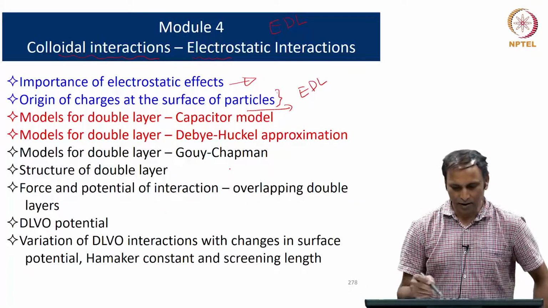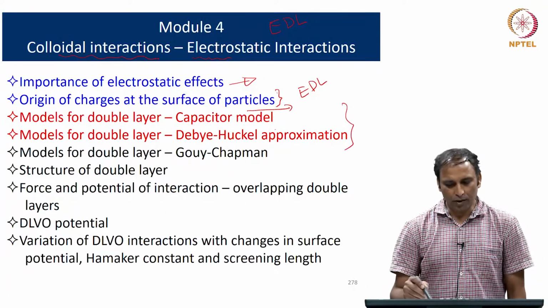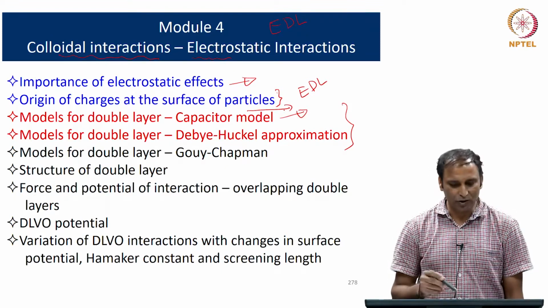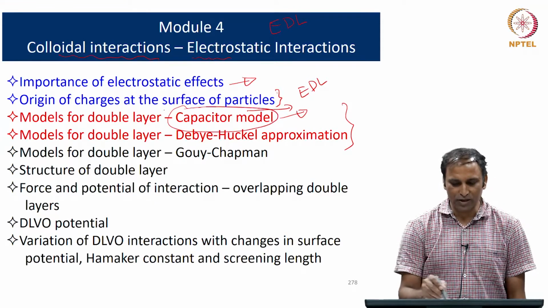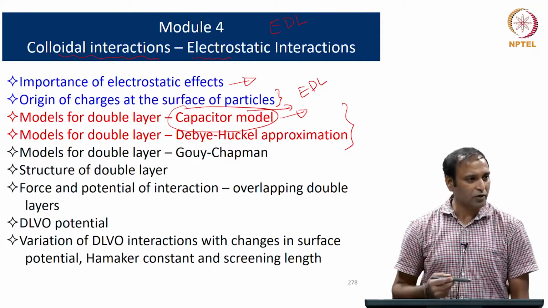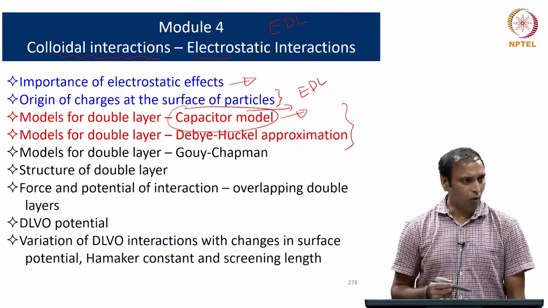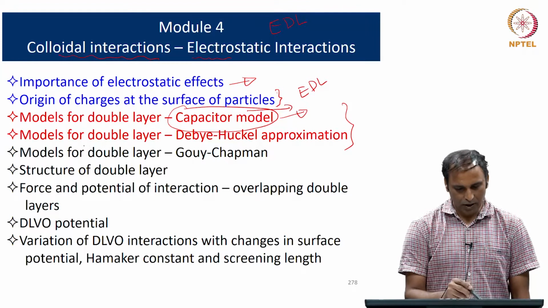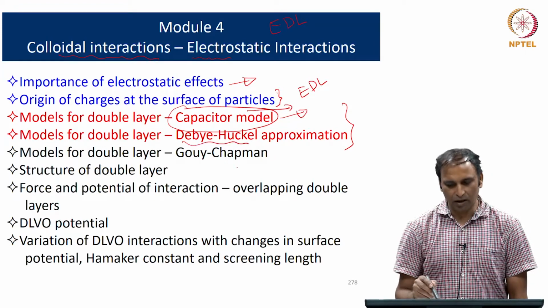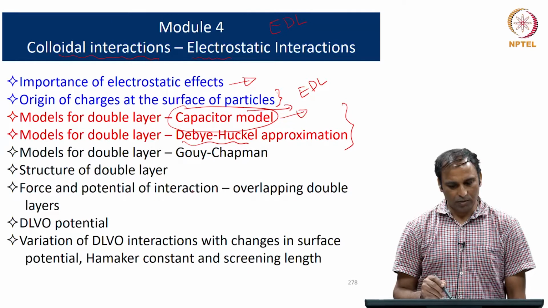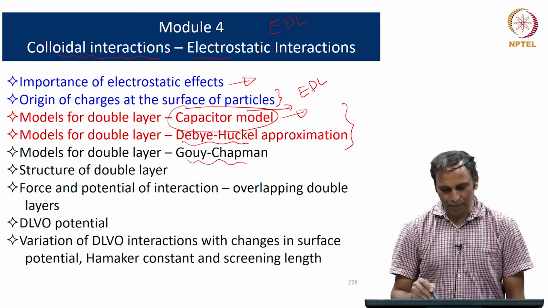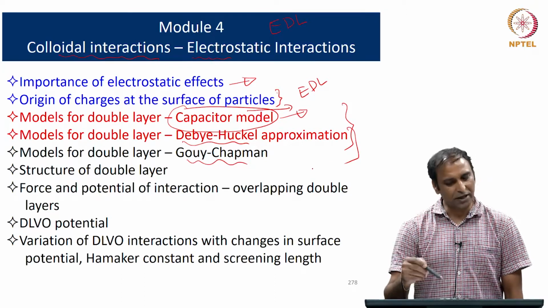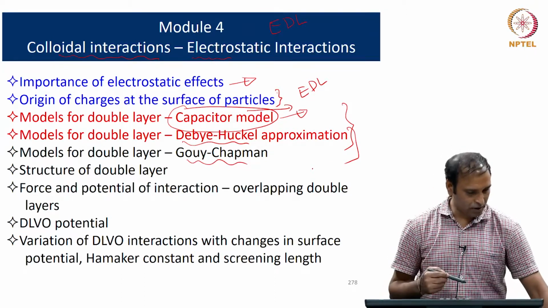In that context, there are some old models which are not valid anymore. But this capacitor model, which I am going to discuss, started off the field of electrical double layer models. The more recent ones are the Debye-Huckel model for electrical double layers, or the Gouy-Chapman model for electrical double layers. So these are more recent developments. We will look at each of them and discuss a little bit about what these models say.